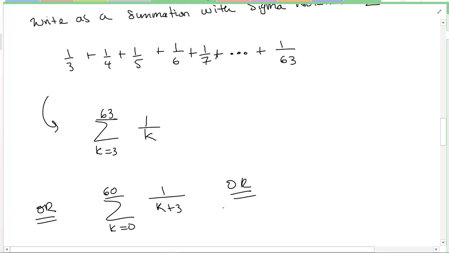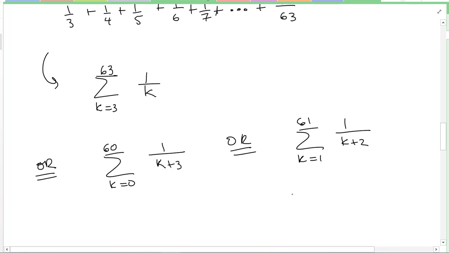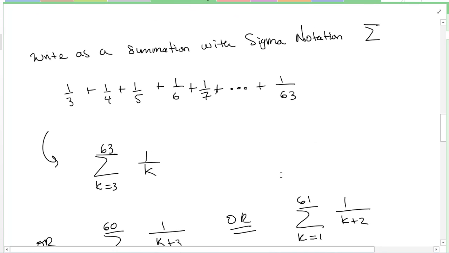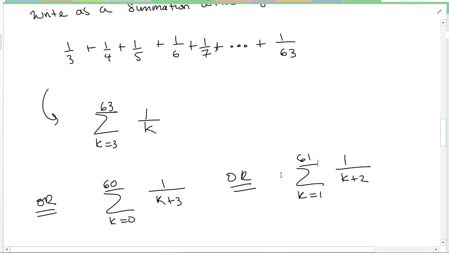We could also do it by starting at 1. So I can say k equals 1 to where? Now this will be 1 over, if you start at 1, what do you need to get 3 there? 1 plus 2. So it looks like k plus 2. And then to end at 63, we would need to end at 61. So that 61 plus 2 gives you 63. So these are the different ways that you could write the same summation with sigma notation. With sequences, you're supposed to start at n equals 1, but with sigma notation, you can really start anywhere. So the answers for these may vary.